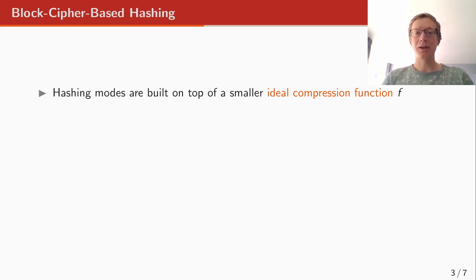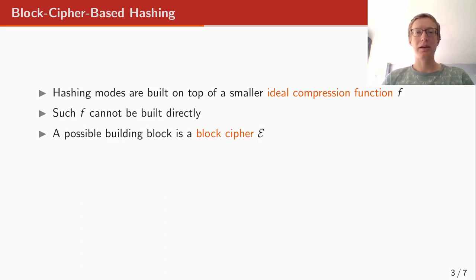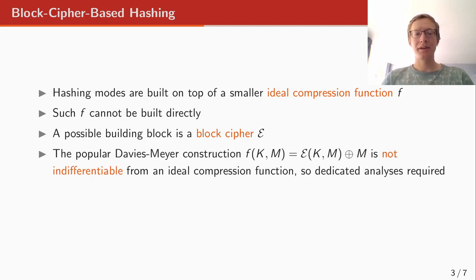Hashing modes are always built on top of a smaller compression function f, which is often assumed to be ideal. However, such ideal compression functions cannot be built directly, so they have to be built on top of another building block. The common one is a block cipher. And there's the popular Davis-Meyer construction, which transforms a block cipher to a compression function using a feed forward.